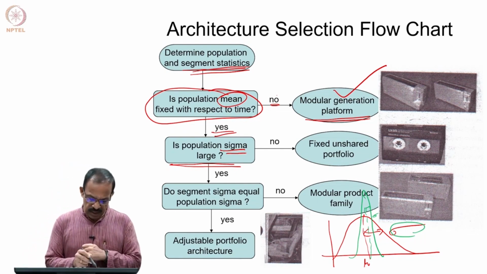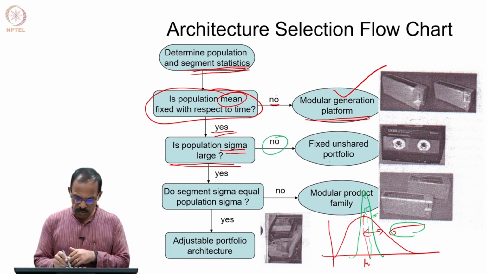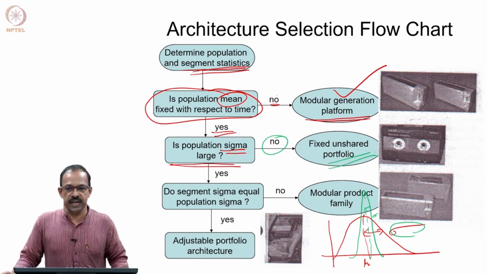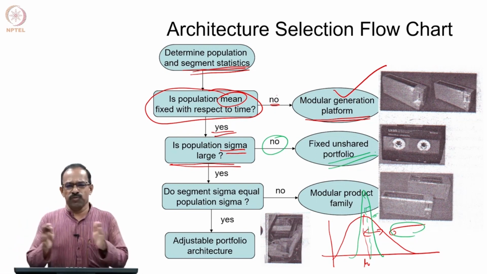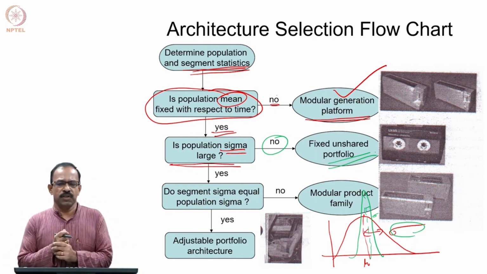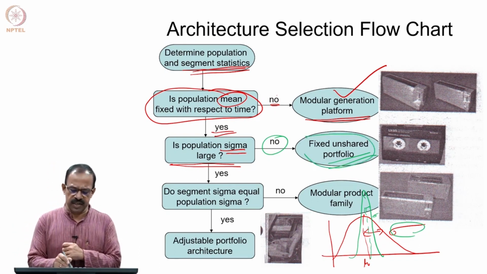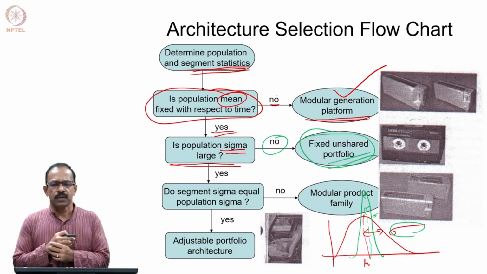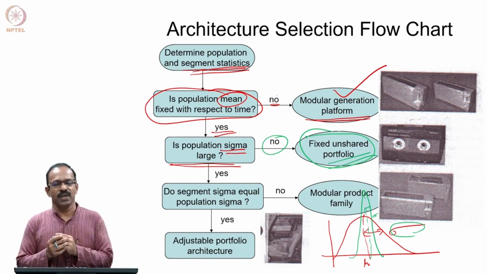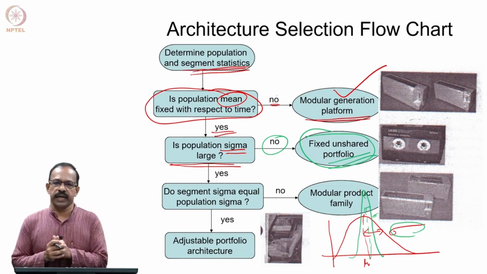Then if there is no large variation, if the variation is very small, then we can go for a fixed unshared portfolio. You do not need to really go for a modular architecture, because everyone is asking for the same thing and there is not much variation in the requirement of the customer. Then we do not need to have too many products in the market. So we can have a fixed unshared architecture, because all the customers are almost the same and there is a large market for that.